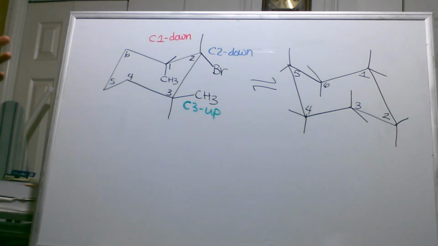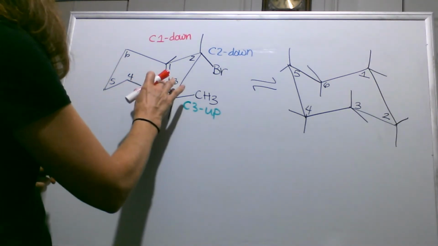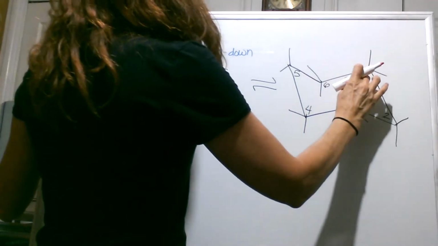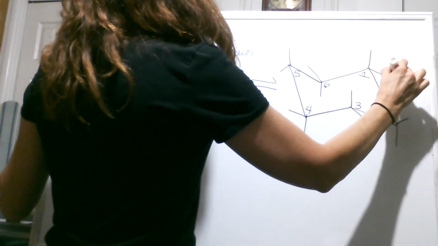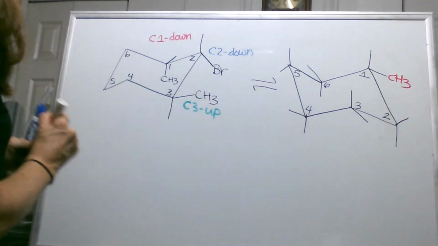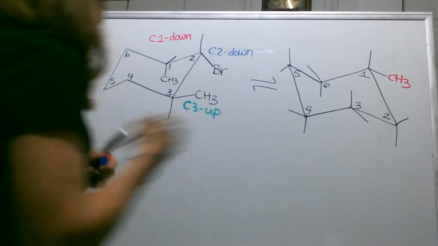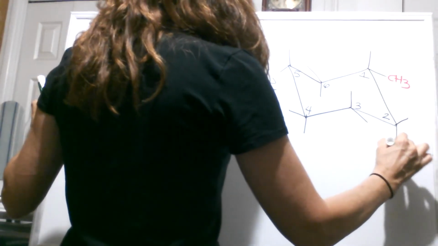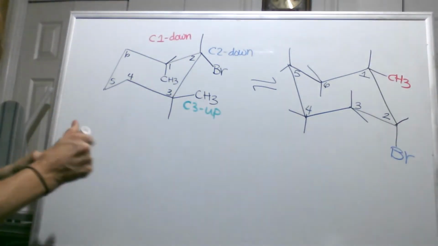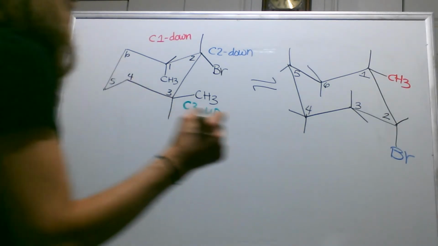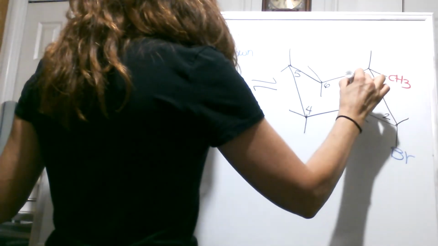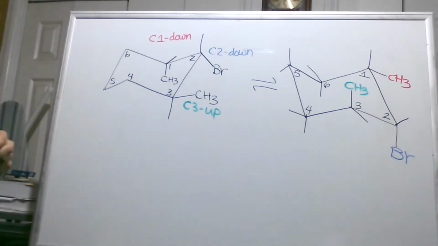So we've written all of the axial and equatorial bonds. We've numbered the carbons correctly. And then the next thing that we need to do is simply put the substituents on the proper carbon numbers in the proper direction. So on C1, we have a methyl pointing down. C1 pointing down, methyl. On C2, we have a bromine pointing down. C2 pointing down, bromine. And on C3, we have a methyl pointing up. On C3, methyl pointing up.